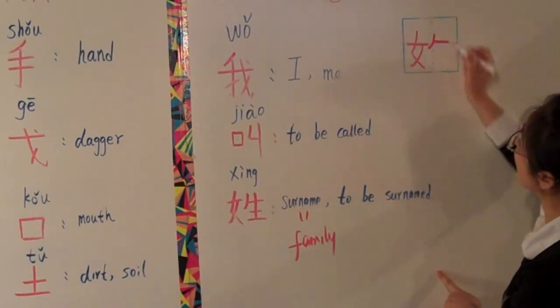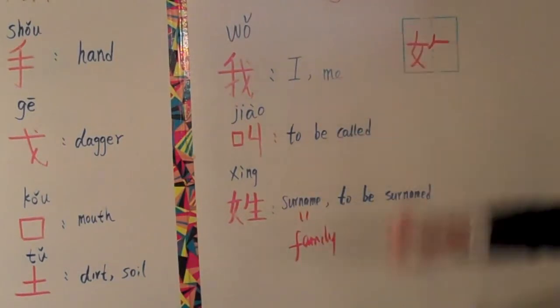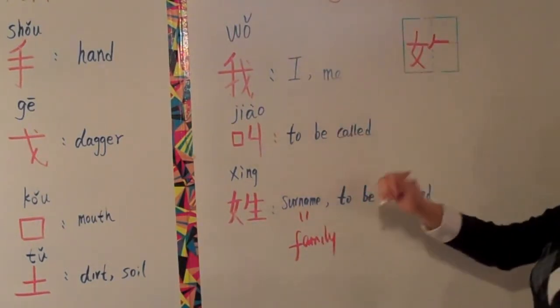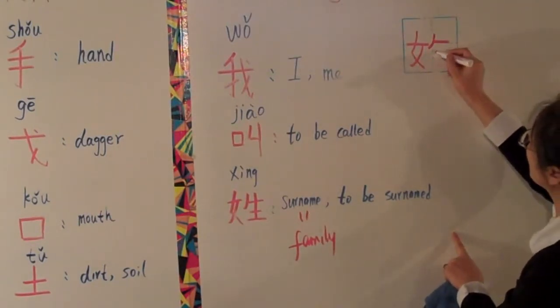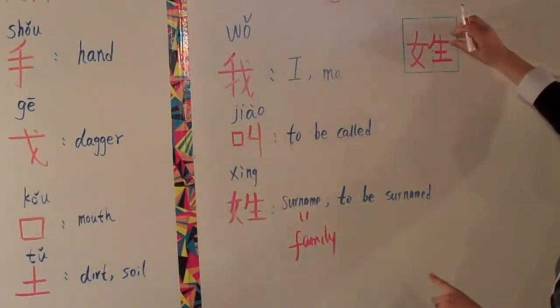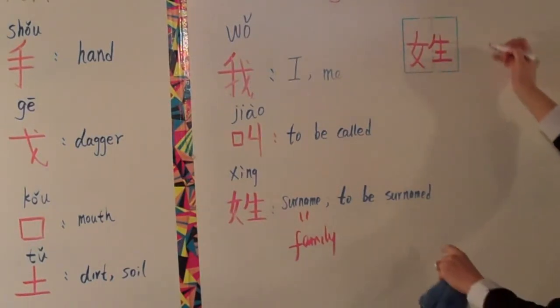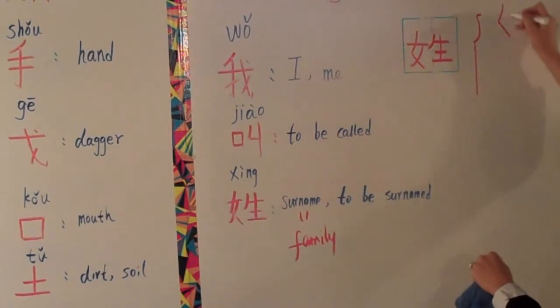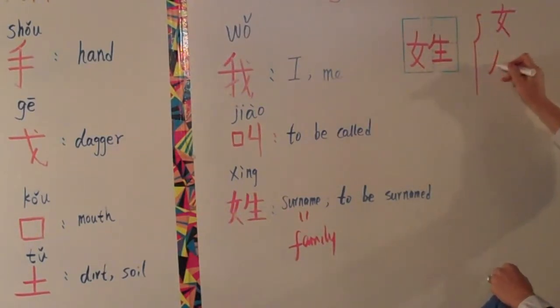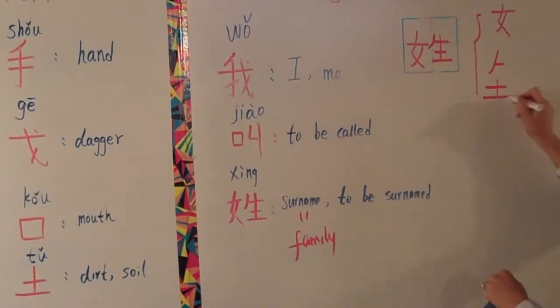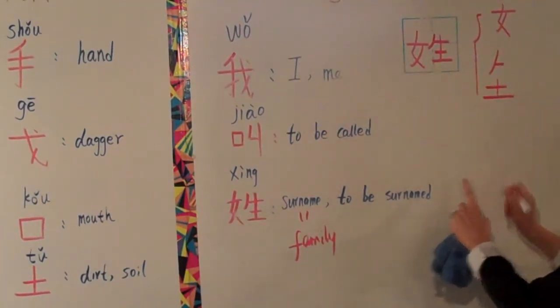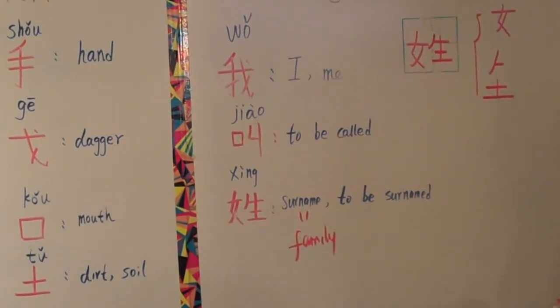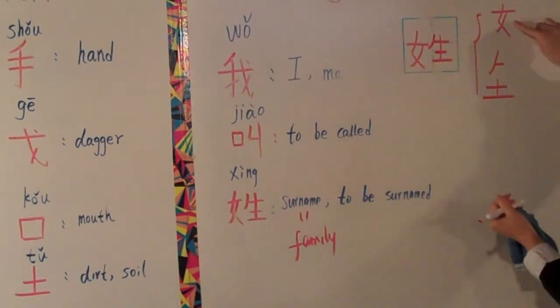Do you remember this one? It looks like a person, right? A person slanted there. And the next part is dirt, earth. Let me take this into parts. You have the female, you have a person, you have dirt. Put them together: 姓 means surname, to be surnamed. What does that mean? It means female. If you want to be surnamed, first you need to be born, and a female gives you birth.